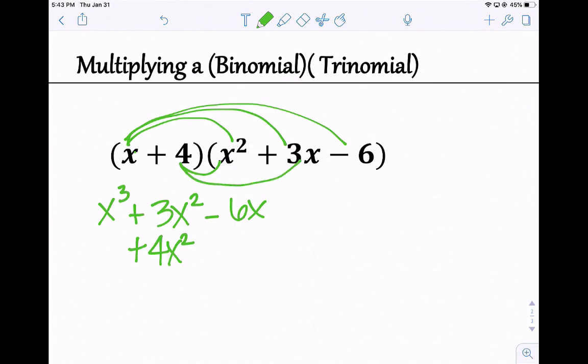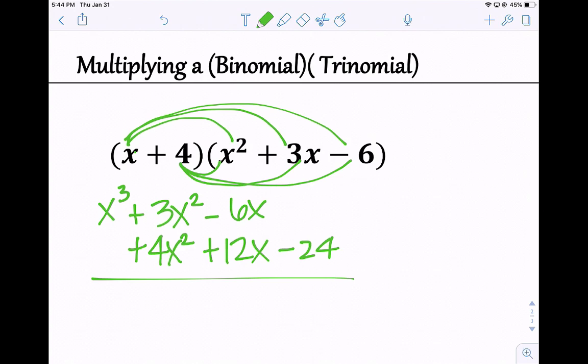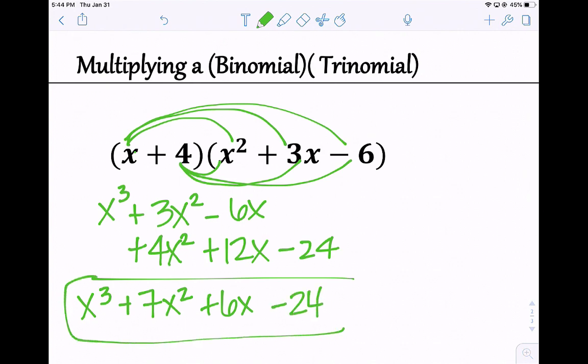Then 4 times 3x is going to be plus 12x. So again, I had my x term here, then I have an x term here. And then 4 times negative 6 is minus 24. So I can see I don't have any other x cubes and I don't have any other constants. So both of those are just going to come down. So that's going to give me x cubed plus 7x squared. 3 plus 4 is 7. Negative 6 plus 12 is plus 6x minus 24. So this time we multiplied a binomial times a trinomial. We got 4 pieces, which we just call a polynomial.